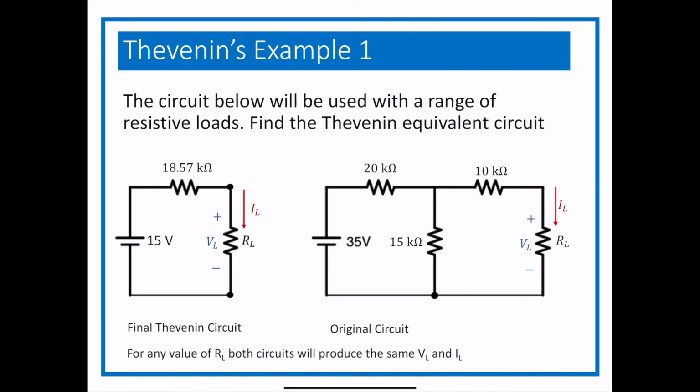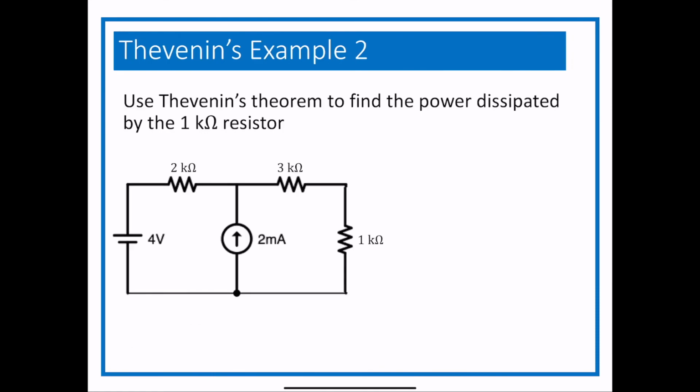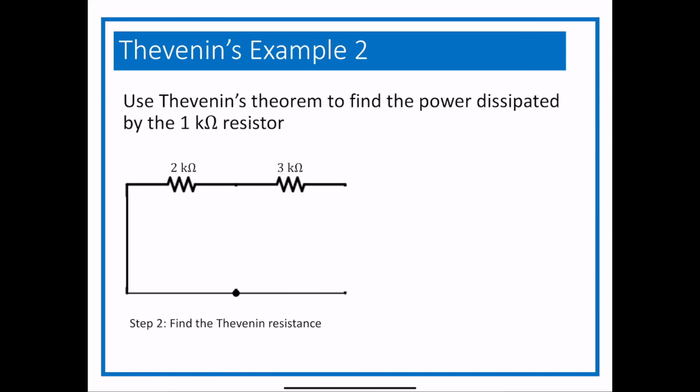The second example we're going to look at is going to find power in a resistor that we actually have a value for. So we have two sources, a voltage source and a current source. And what we're going to do, first of all, is remove the load resistor. That's easy. Take that out. And then we're going to find the Thevenin resistance first. So when we look into the terminals, we turn off the sources. So the current source is an open circuit, the voltage source is a short circuit, and now when we're looking at the resistance, we just get 5K.